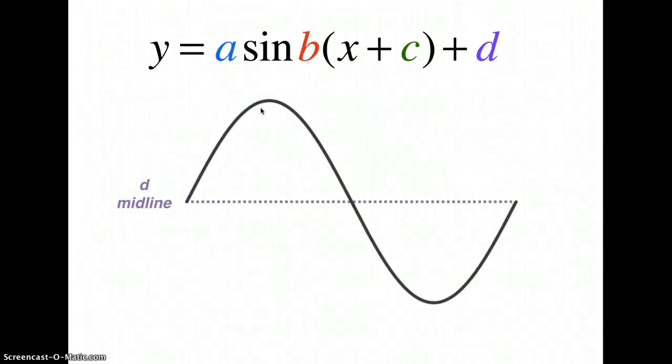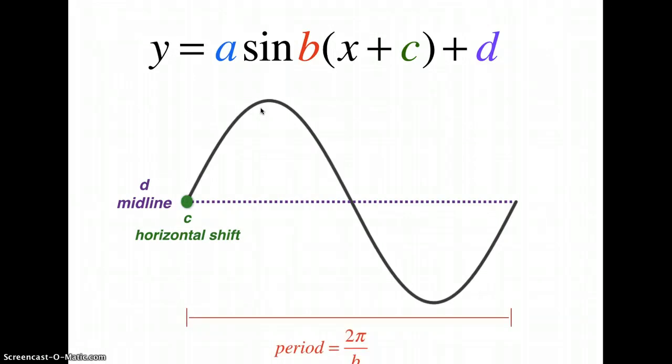So here, the midline is the vertical shift, that's D. The horizontal shift is where your sine function starts. The period is the length of one cycle. And then the amplitude is the length from the highest point on the curve to the midline.